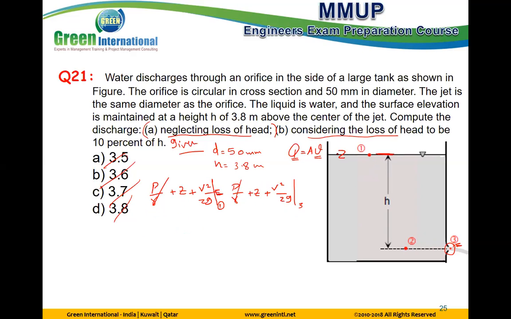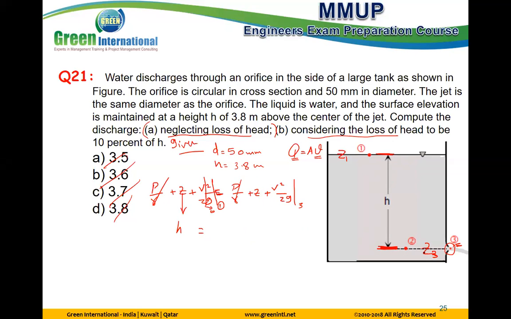Z1, Z2 or Z3. Z1 is H. If I put the datum here, it means Z1 is H. Correct? Yes. Velocity at 1, this open, decreases; the velocity is almost 0. Means H is equal to Z3.